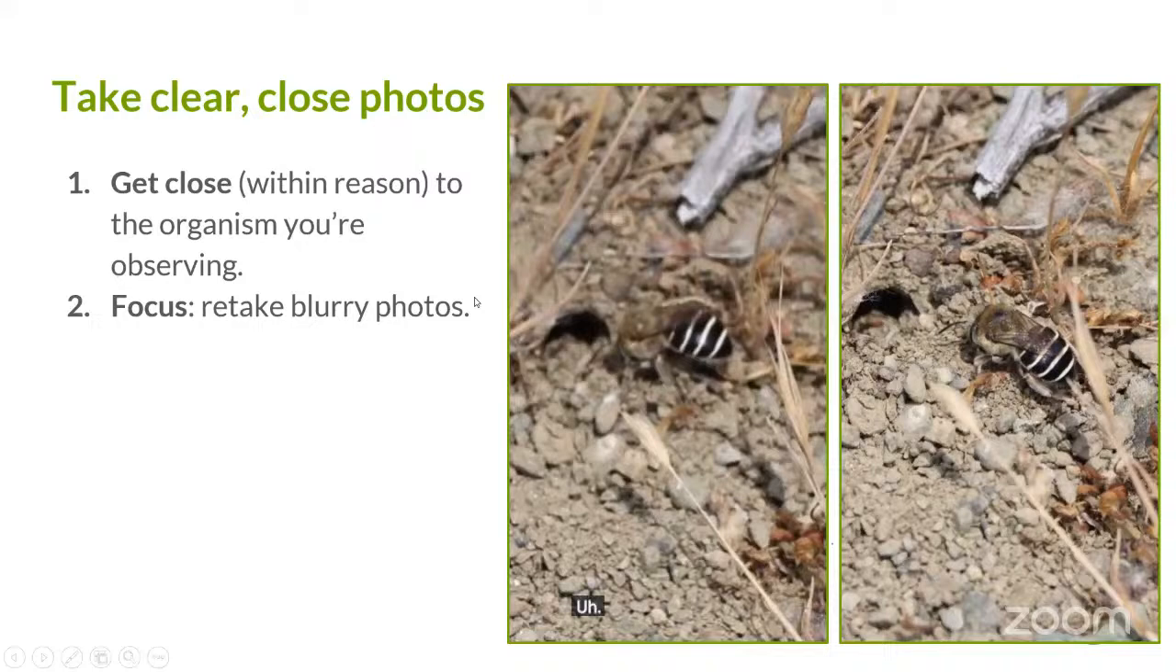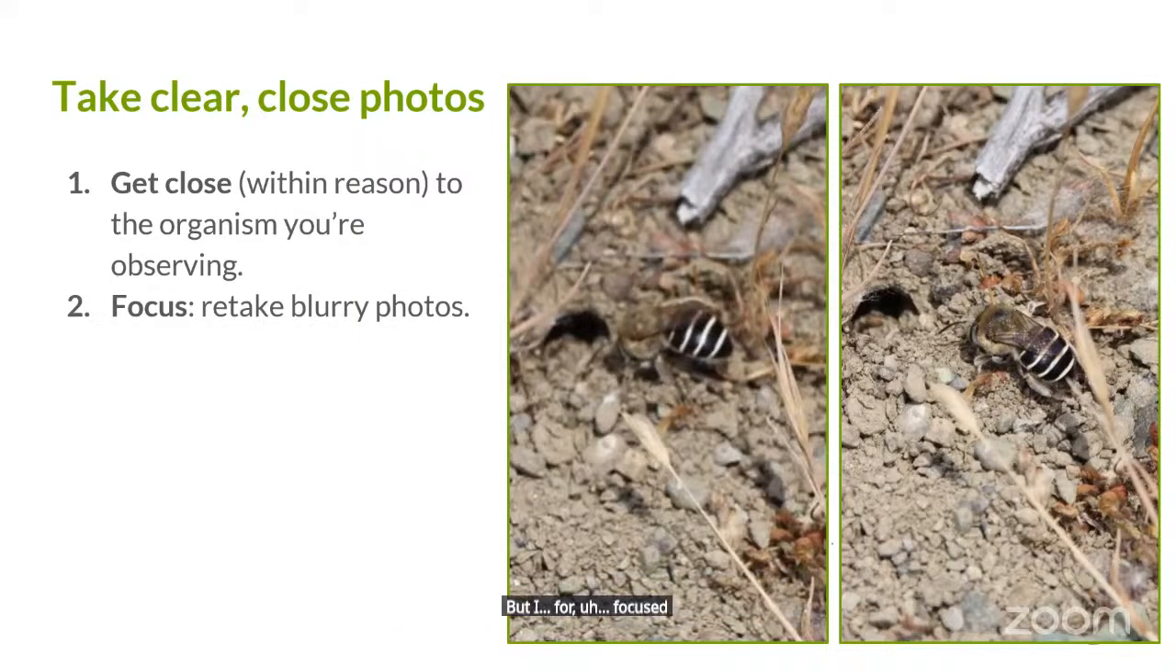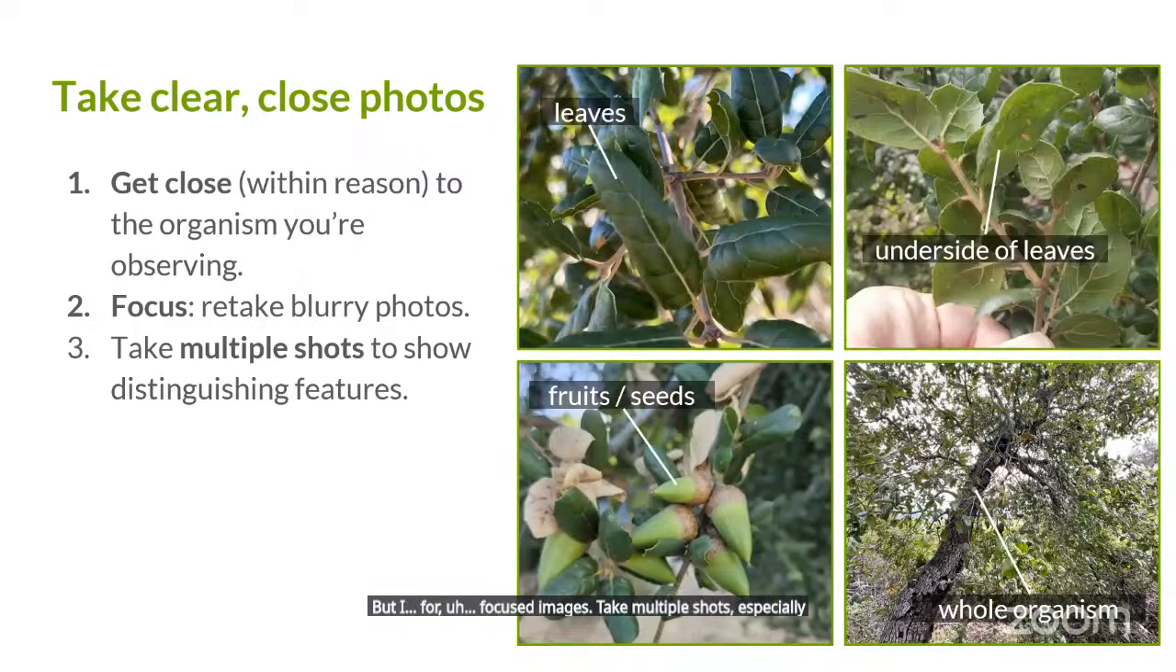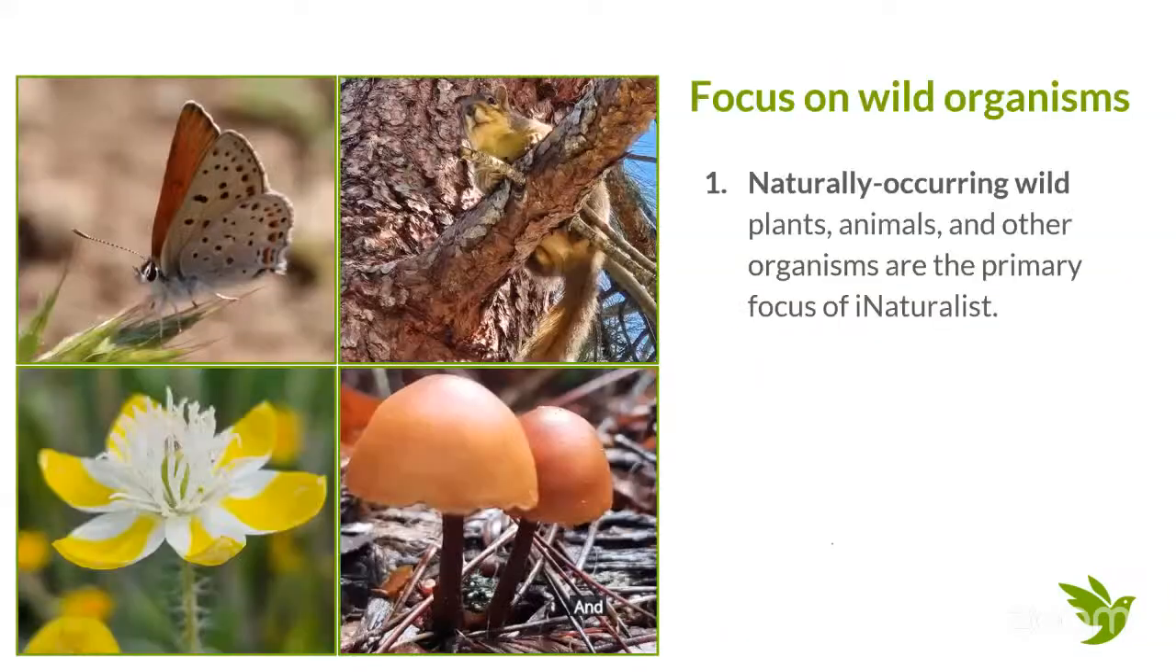Get close, as I mentioned. Take focused pics. Try not to go with the blurry ones, even though you might get identifications from them, because blurry ones are difficult to identify. Always try for focused images. Take multiple shots, especially for organisms like trees and mushrooms. You might have to take different parts of it, like the fruits, undersides, the whole, and the habitat shot. Try to document as much as you can based on the organism. So please take multiple shots and multiple angles, and focus on wild animals as mentioned.